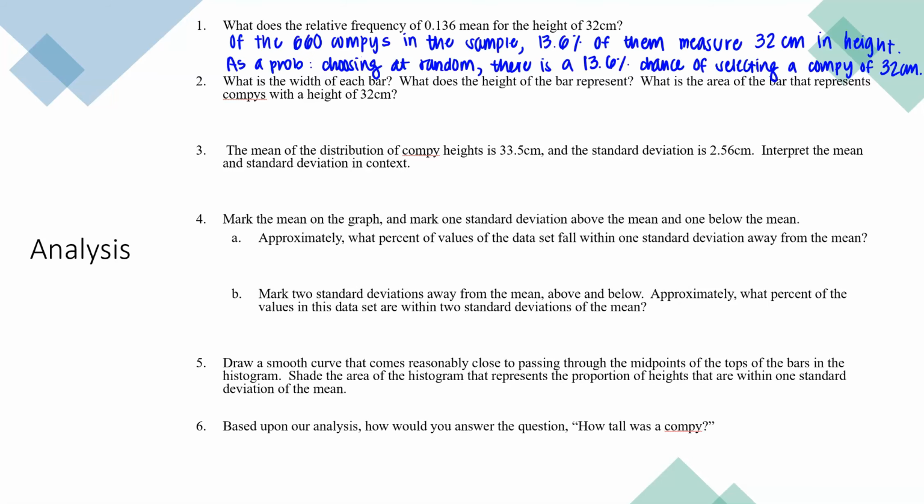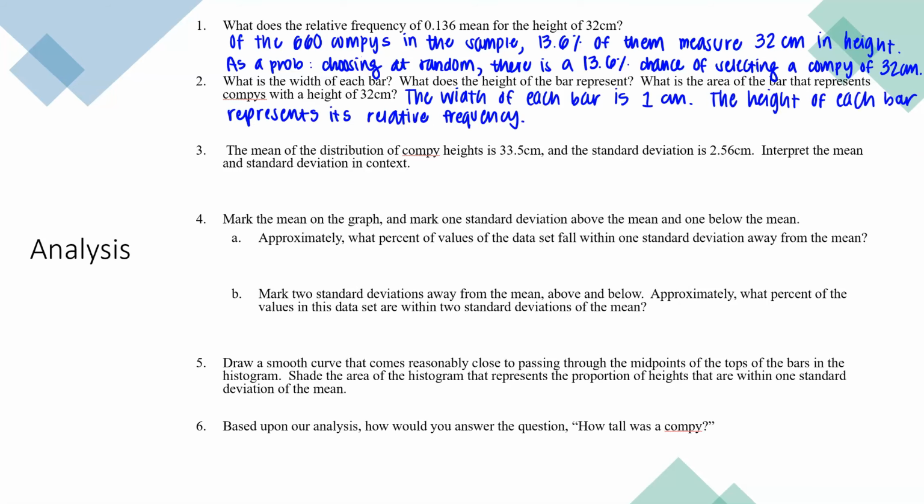2. What is the width of each bar? What does the height of the bar represent? What is the area of the bar that represents compies with a height of 32 centimeters? The width of each bar is 1 centimeter. The height of each bar represents its relative frequency. And lastly, the area of the bar represents the relative frequency of the bone measurement within the bar width interval.